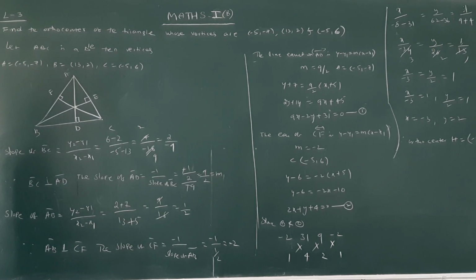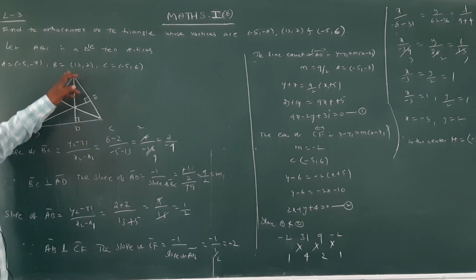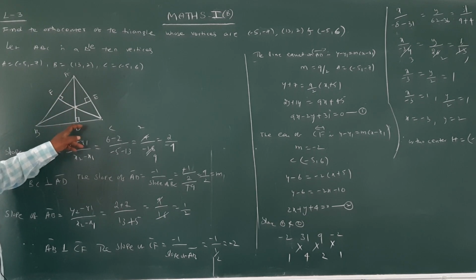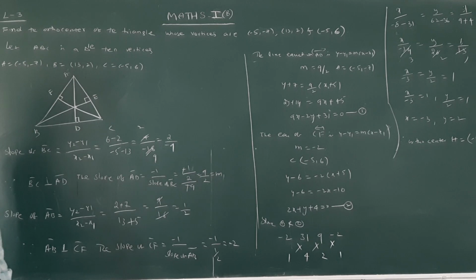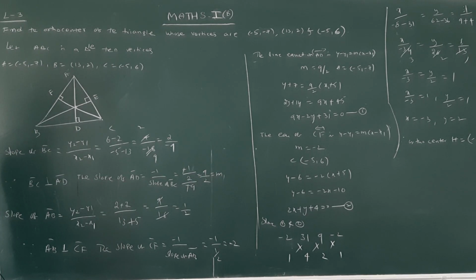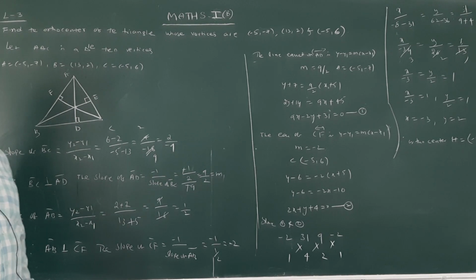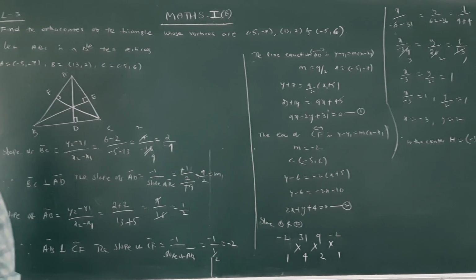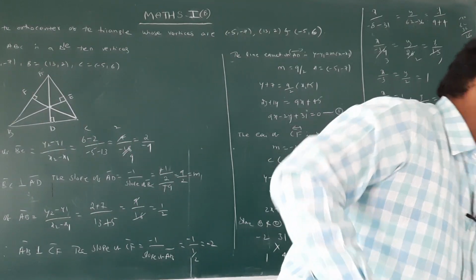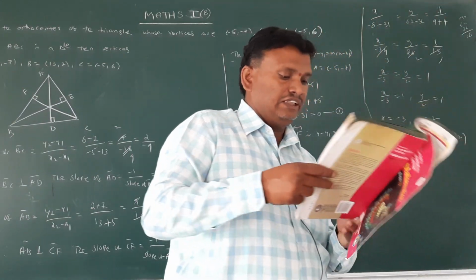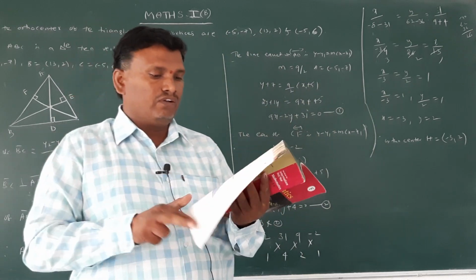The line equation of AD is 9x minus 2y plus 31 is equal to 0. The line equation of CF is 2x plus y plus 4 is equal to 0. Solving 1 and 2, we get the orthocenter of the triangle ABC. Next problem.